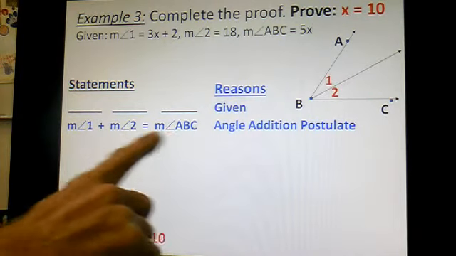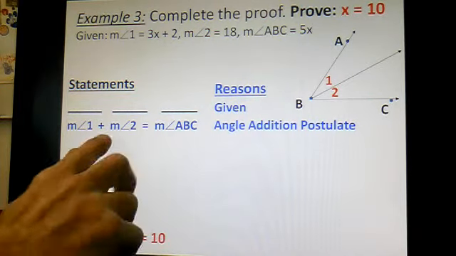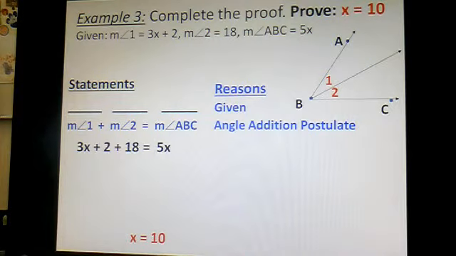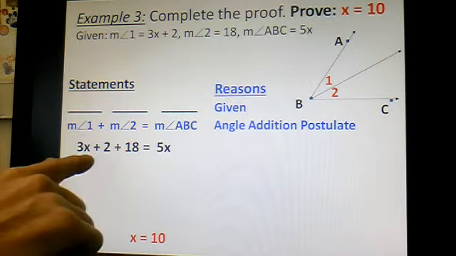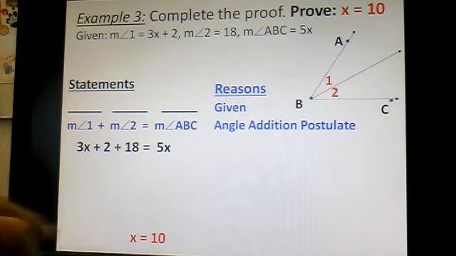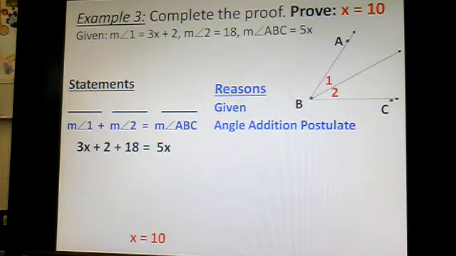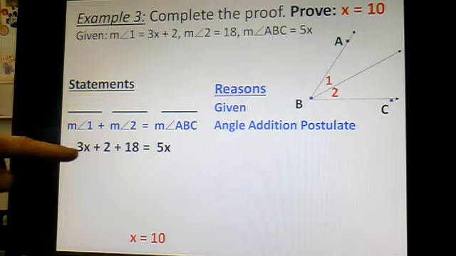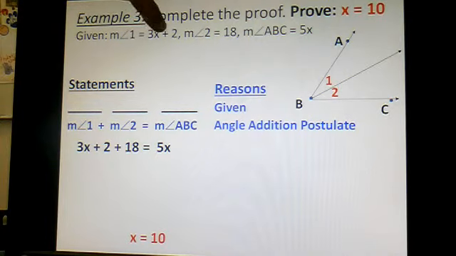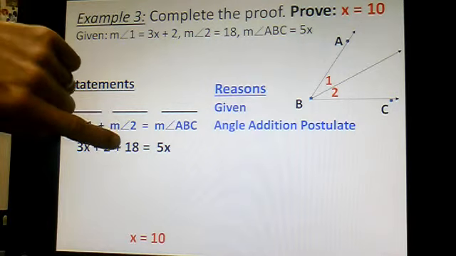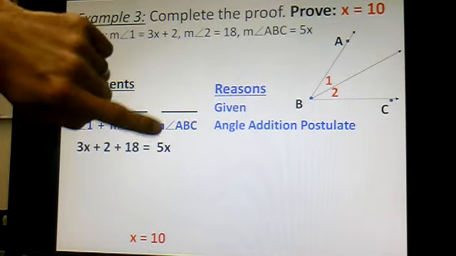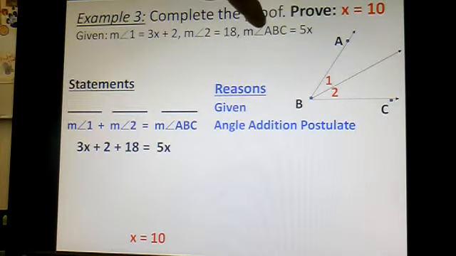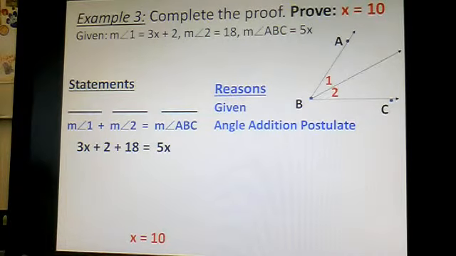And we kind of skipped this step on the quiz. We went straight to this algebra step where I've got 3x plus 2 plus 18 equals 5x. So we're just sort of reinforcing what we did. But I'm starting with this equation, and I'm replacing angle 1 with 3x plus 2, because up here, angle 1 is equal to 3x plus 2. And again, angle 2 is replaced with 18. ABC is replaced with 5x, because angle ABC was equal to 5x. Again, you guys know that replacement is called substitution.